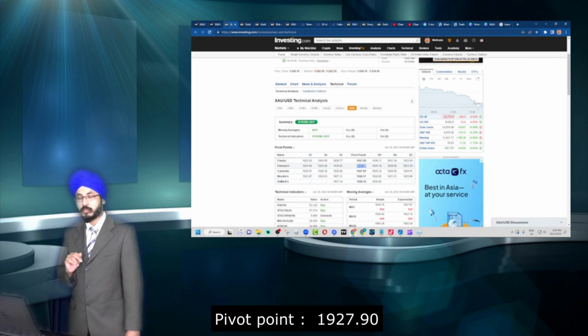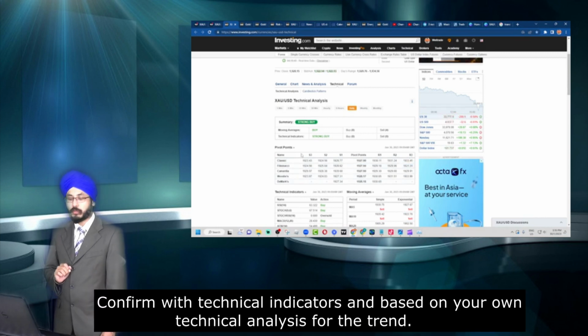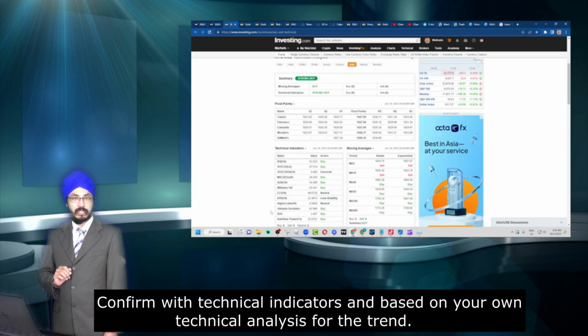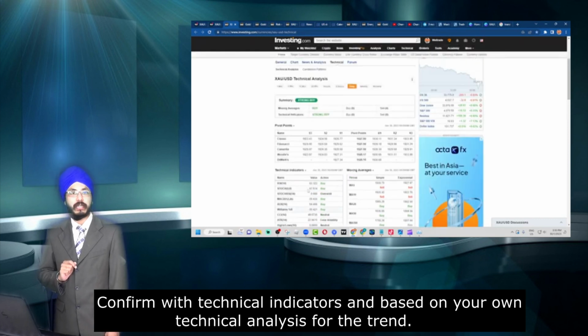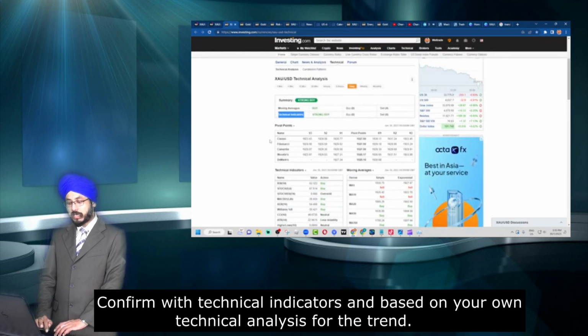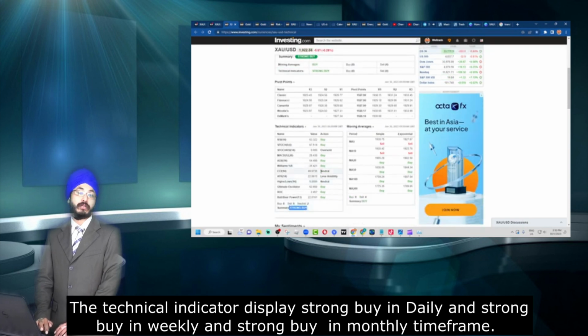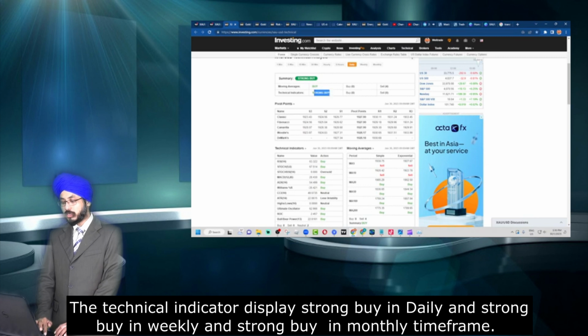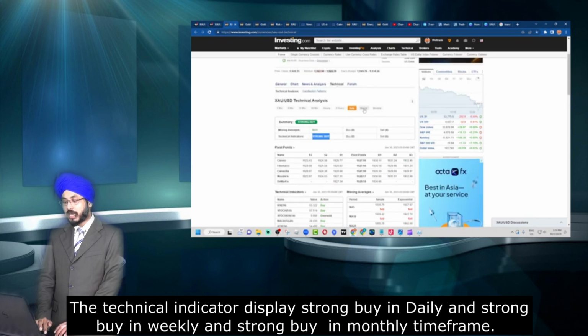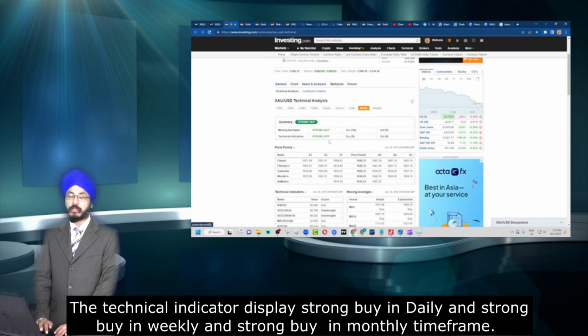Most importantly, we will have to look at what our technical indicators are indicating. As we can see, our daily is showing us a strong buy. We will have to check another 2 time frames, which are the weekly and the monthly. For the weekly, our technical indicators also give us a strong buy, and for the monthly, it's also a strong buy.